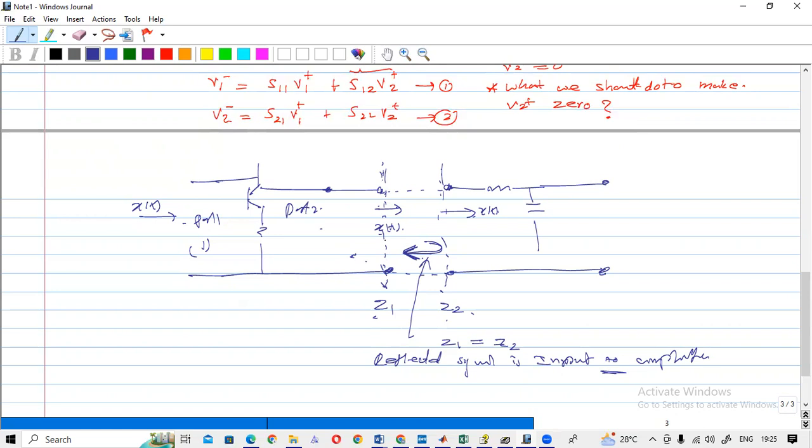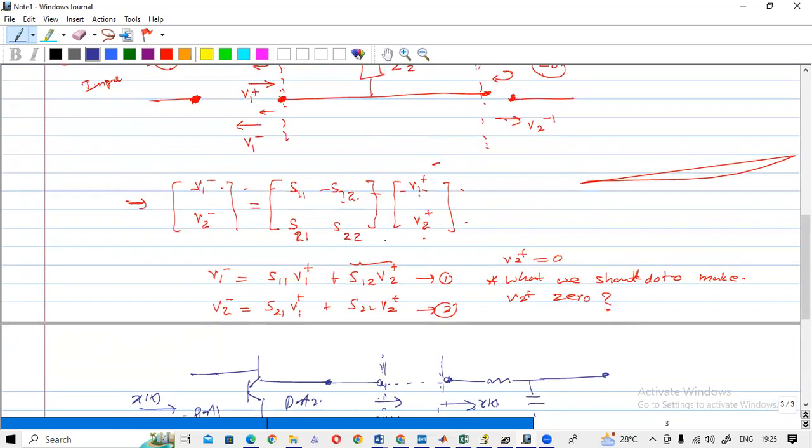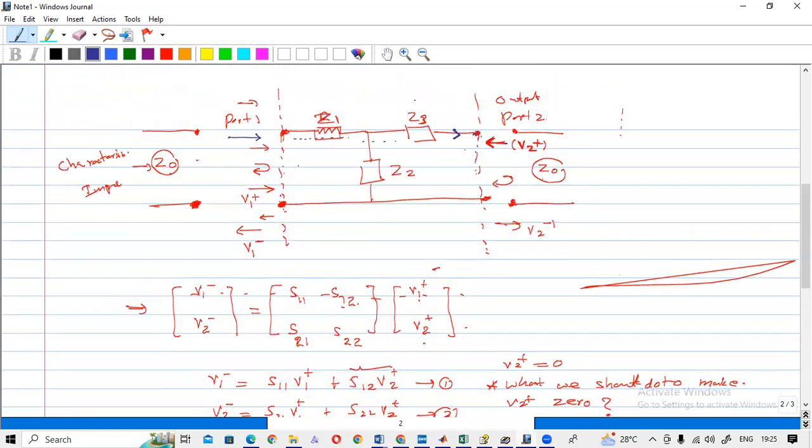Okay. So that is what you understand. Here, this V2 plus is nothing but, if you are giving a signal in this direction, some signal is coming out and some signal should be reflected here again. So that reflected signal is V2. Now don't confuse. Here there is a plus value. Why this plus? That is considering this port.